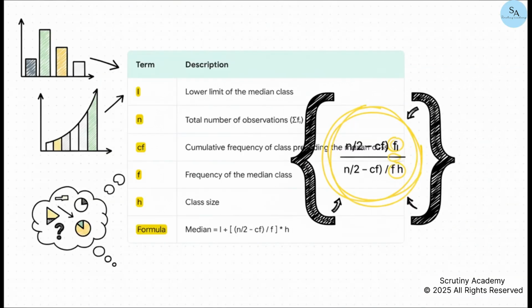So to find the median in grouped data, we need a new tool in our toolkit, something called cumulative frequency. We also need to find n, which is just the total number of observations. From there, we calculate n divided by 2. That magic number is our guide to finding the all-important median class.